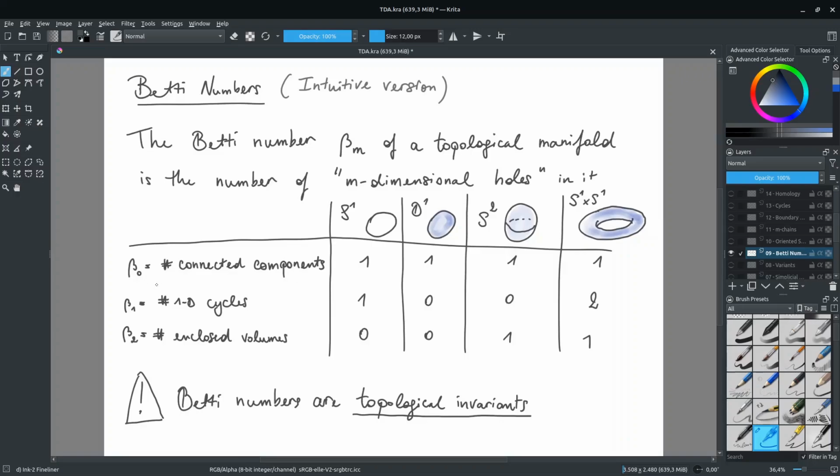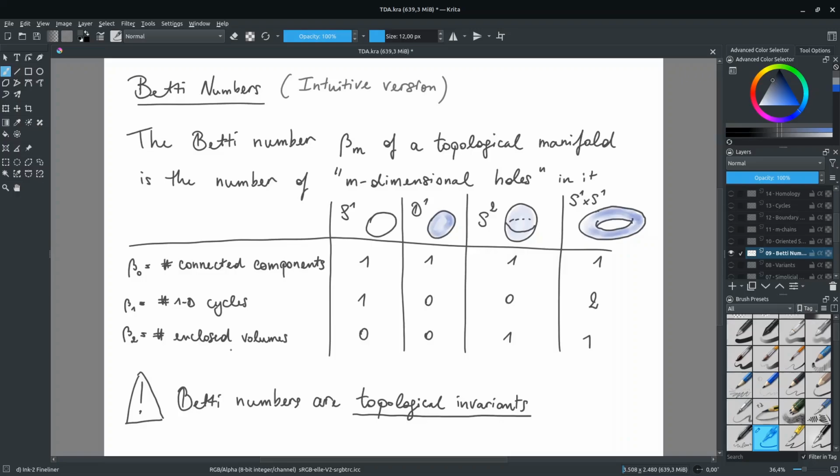Beta 0 is just the number of connected components in my manifold. Connected components, okay, we can sort of understand that. Beta 1 is the number of one-dimensional cycles in it. For example, I have a circle, just a circle, so no inside. It has one connected component, it's just one piece. And obviously it has one cycle. I have a loop, I cannot cut it or shrink it down. So I have one connected component, one cycle, and it doesn't enclose any volume, so beta 2 is going to be 0.